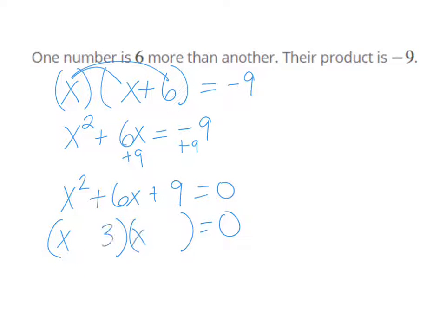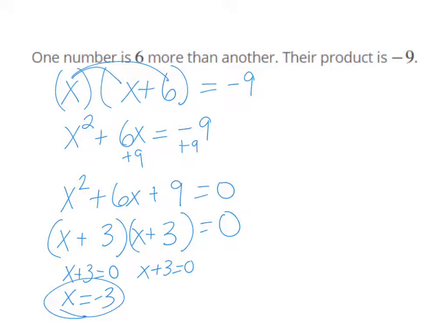So I'm going to put a 3 and a 3. The signs have to be the same, and since I want it to add up to a positive 6, they would both be plus. Now you set those each equal to 0, but the thing is, I'm going to get the same answer both ways, so I don't know that I need to do it twice. When you subtract the 3, you get x to be negative 3.